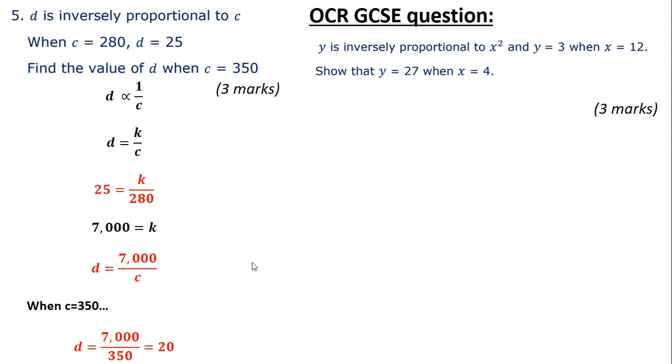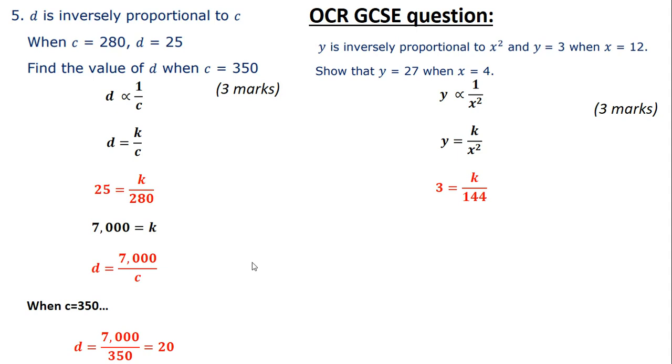For the second one, we're going to need to say, first of all, that y is proportional to 1 over x squared because of that word inversely. Then we can turn that into an equation, y is equal to k over x squared. Now we've been given our pair of values, y is 3 and x is 12, so we're going to put them in. And notice that I've been careful to square the 12 to get 144.